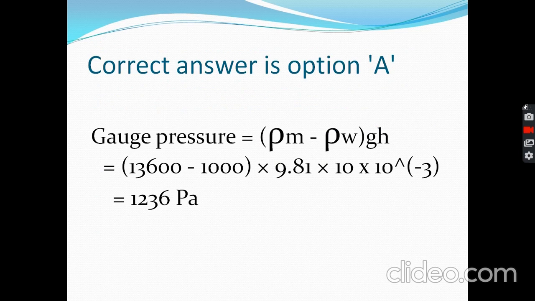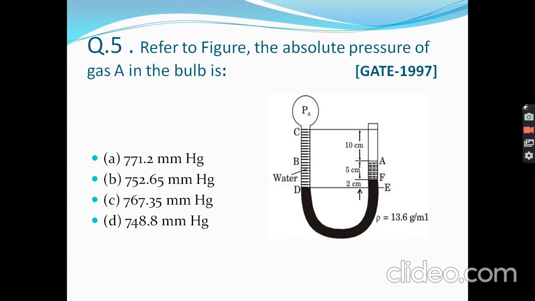Here gauge pressure is (density of mercury minus density of water) into g into h. Here density of mercury is 13600 minus density of water is 1000, into 9.81 into 10 into 10 to the power minus 3. Here 10 mm is converted into meter. So we get the answer, 1236 Pascal.